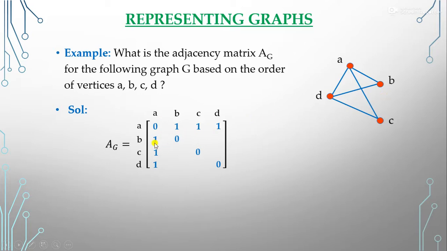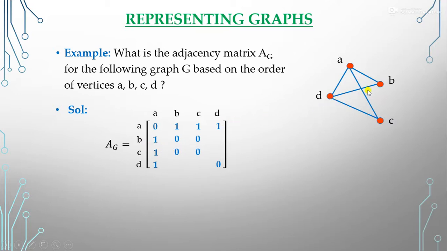Now B to C. Between B and C we have no edge. It means that B and C are not adjacent vertices. So B to C and C to B, these values are 0. We have to put 0 here.